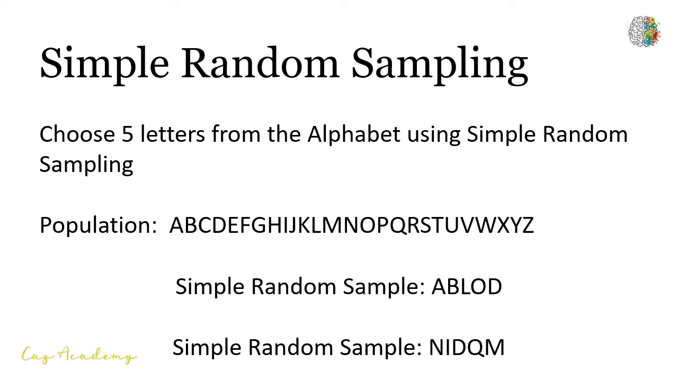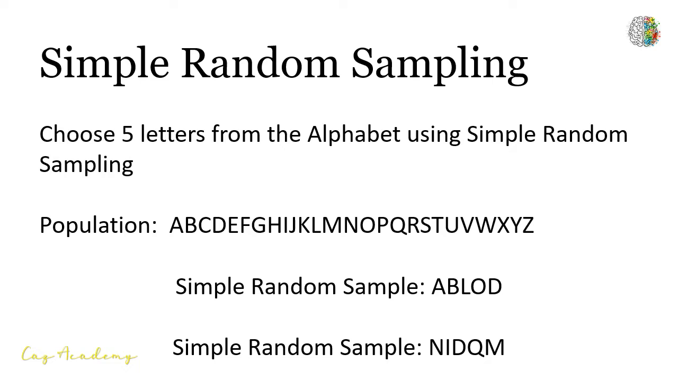Let's look at an example of simple random sampling. Let's say our problem says choose 5 letters from the alphabet using simple random sampling. Our population would be the 26 letters of the alphabet. With a simple random sampling, we know that each of those 26 letters has an equal possibility of being drawn and represented in our sampling, our 5-letter sample drawing.